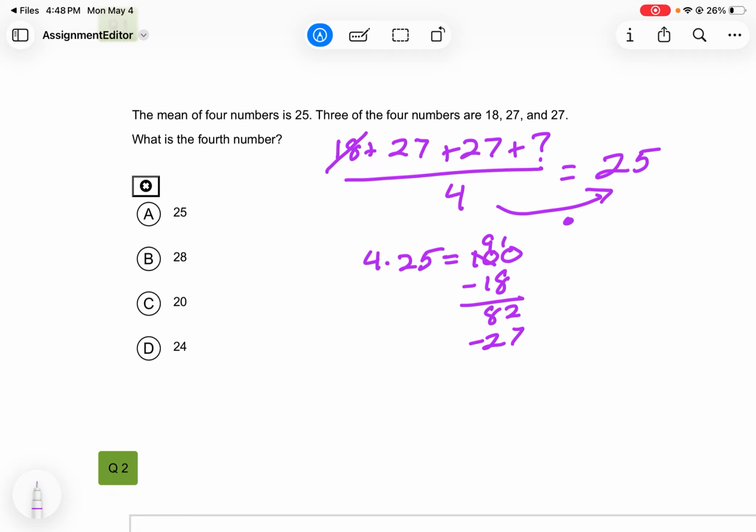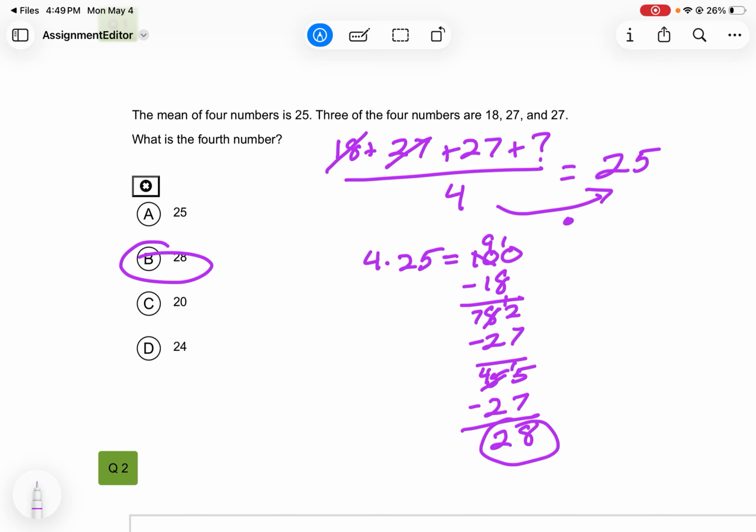Subtract 27. Well, borrow. 12 minus 7 is 5. 7 minus 2 is 5. I've used that 27. And now I subtract 27 more. And again, I borrow. 15 minus 7 is 8. 4 minus 2 is 2. And so 28 is my answer. So that's one way of doing it.